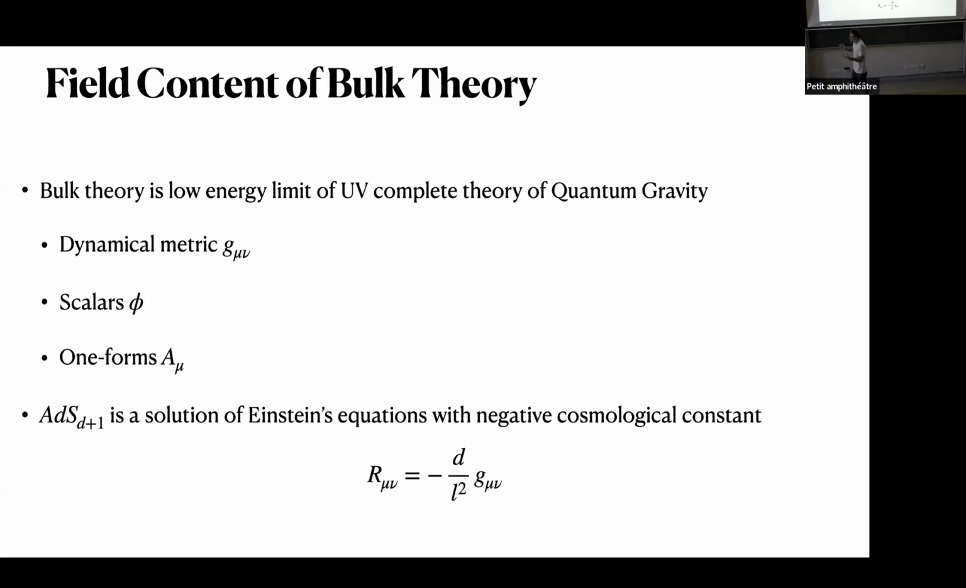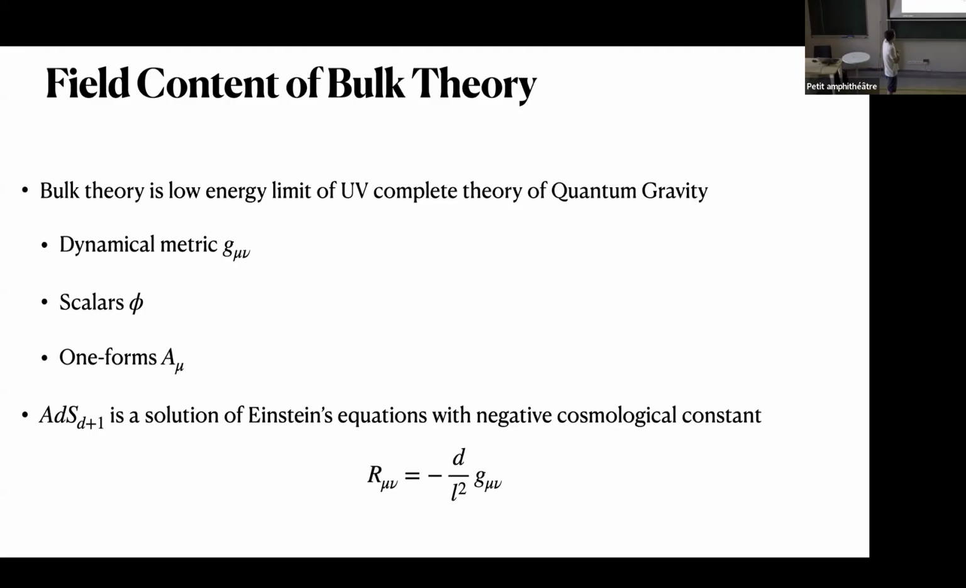You're supposed to take UV complete theories of gravity, like theories that come from low energy limits of a consistent theory of gravity, like string theory, for example. And when you do that, you will get all these extra fields. They have to be there. But for this talk, let's focus on simple theories which just have simple matter content.